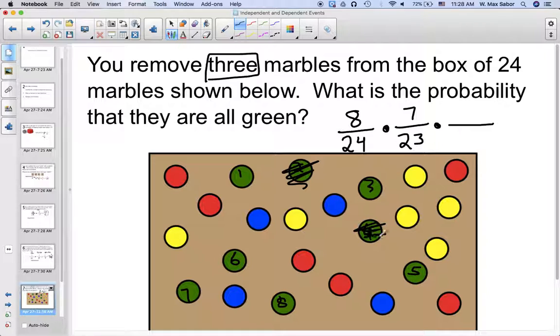We remove a second one. Now there are 6 out of 22 total marbles. So this is dependent, because once we remove 1, it changes the probability for future ones. So this will be 7 over 253.